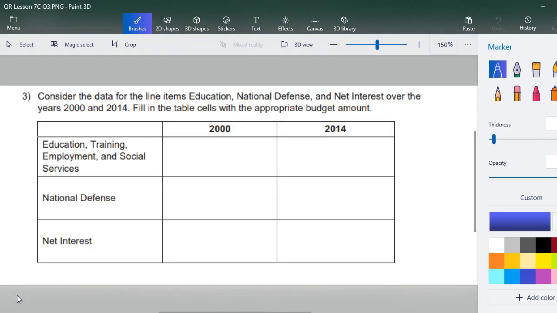If you have not already worked on question 3 and possibly even question 4, but at least question 3, please hit pause. Go ahead and complete what you're understanding to finish on question 3, and then come back and we'll work on this one together. Question 3 does say, consider the data for the line items education, national defense, and net interest. And here you have the education, national defense, and net interest, and the years 2000 and 2014. Fill in the table cells with the appropriate budget amount.